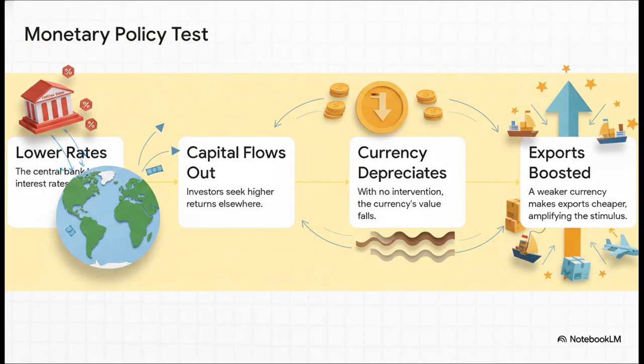So let's run that same experiment again. The central bank lowers interest rates. And just like before, capital starts to flow out. But here is the massive difference. There's no anchor. The central bank just does nothing. It lets the currency's value fall.